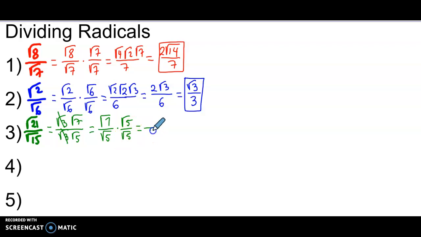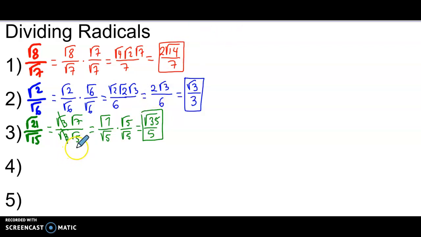The bottom is square root of 5. And there's nothing I can do on the top because 7 and 5 have no square roots, no perfect squares in them other than 1. So because I'm almost done, I'm just going to put it together. That's it. People don't say 35 divided by 5 is 7. No, this is not 35. This is square root of 35, which is different from 35. There's a big difference there. So that is all I can do for this.